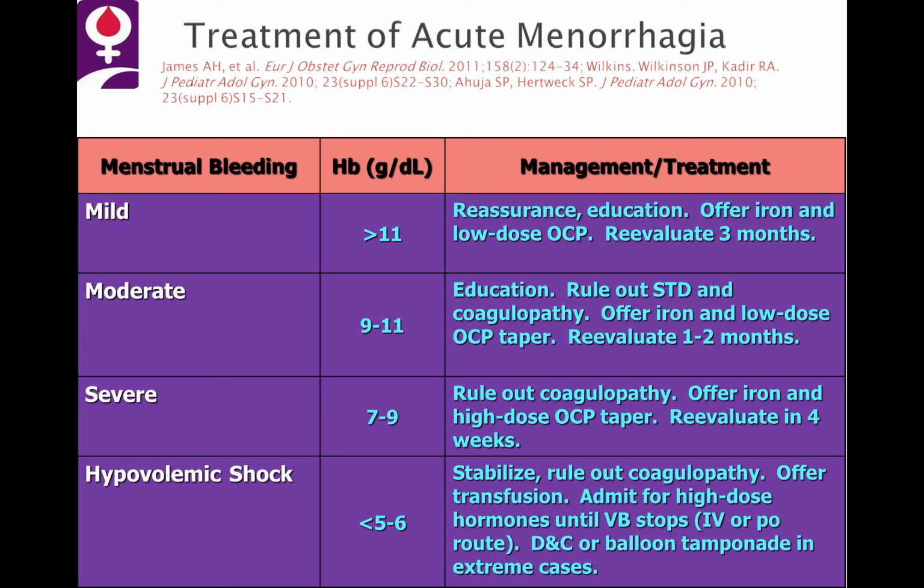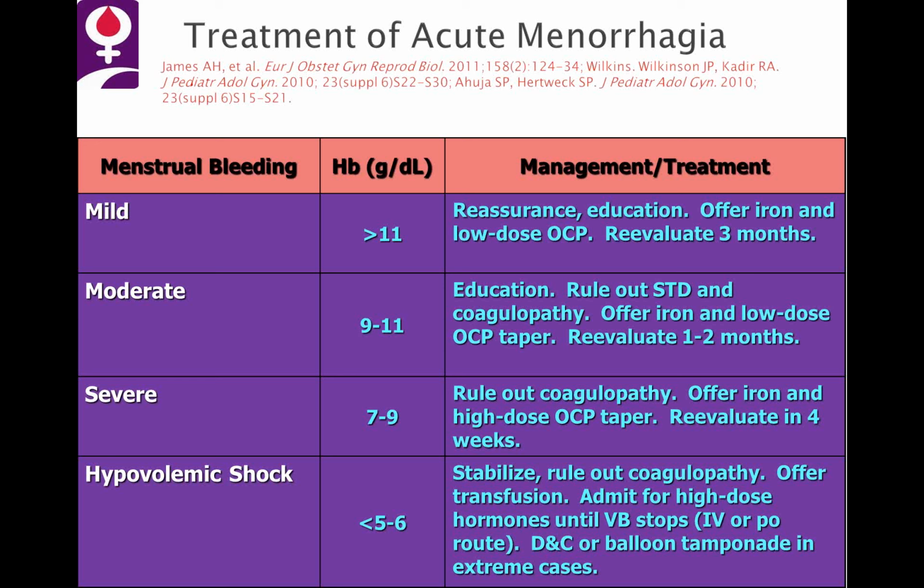So in the situation of mild menstrual bleeding, and we see a hemoglobin greater than 11, we might be able to provide reassurance, education, offer a low-dose oral contraceptive pill, and reevaluate. Certainly, if a patient does not respond to our therapy in a way that we feel would be appropriate, we should never hesitate to send a panel to rule out coagulopathy or a bleeding disorder. In the moderate category, education is certainly something we want to think about. In the adolescent population, we definitely want to rule out any kind of sexually transmitted infections, and we also want to begin to test for things like bleeding conditions.